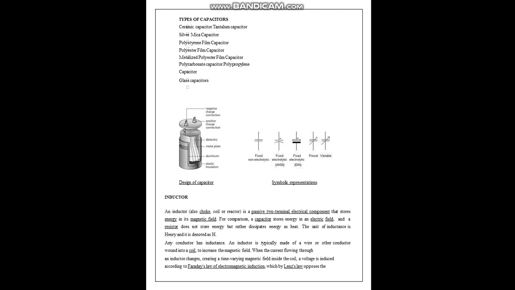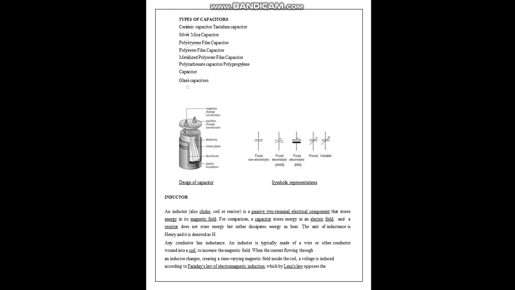An inductor also contains two terminals, like the resistor and capacitor. It is a two terminal electrical component that stores energy in its magnetic field. Compared to that, a capacitor stores energy in an electric field, but an inductor stores it in a magnetic field, and a resistor does not store energy, rather it dissipates the energy as heat. The unit of inductance is the Henry, denoted as H.